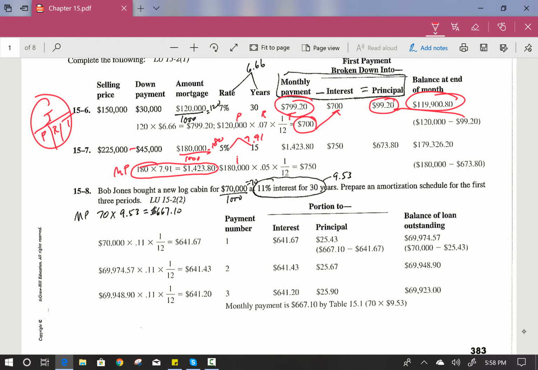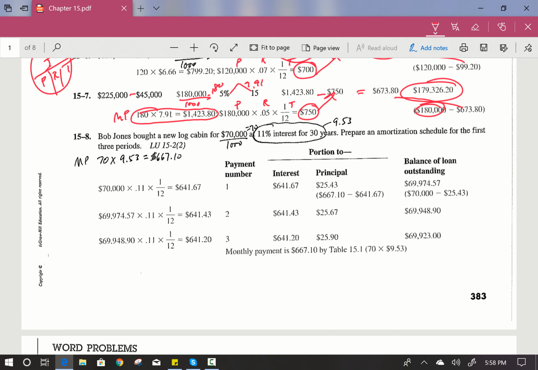Then set up your simple interest formula to find out the amount of interest for first month. So the principal is $180,000 times the rate of 5% times the time of 1 over 12 will give me interest of $750. Subtract that from the monthly payment, which includes both your principal and your interest, and that will equal your principal of $673.80. Subtract your principal of $673.80 from the beginning balance, and that will give you the ending balance of $179,326.20.